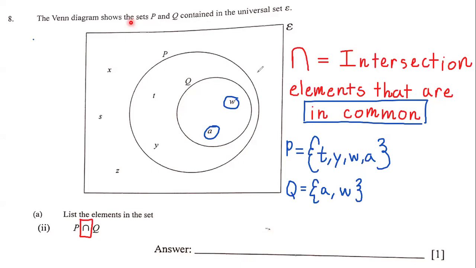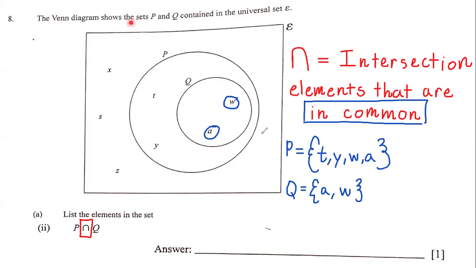All right, so we have W and A as P, and then as Q, and then T, Y, and W and A as P. So my question is, what is common in both P and Q? What elements are common? A and W. Very good. A and W.